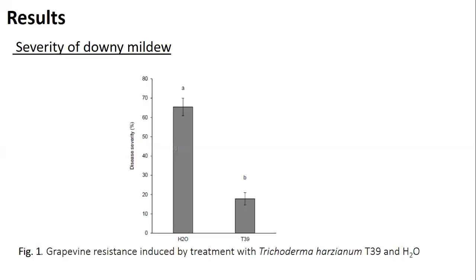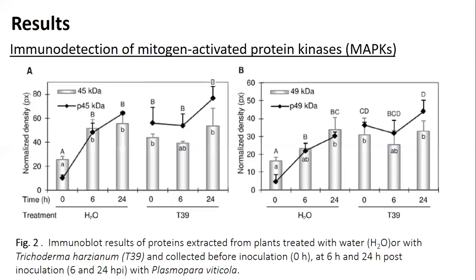The experiment was repeated 3 times with similar results. Downy mildew severity was significantly reduced by application of T39 compared to water. In water-treated plants, the abundance of total 45 and 49 kilodalton mitogen-activated protein kinases significantly increased with P. viticola at 6-hour post-inoculation, figure A, and at 24-hour post-inoculation, figure B.